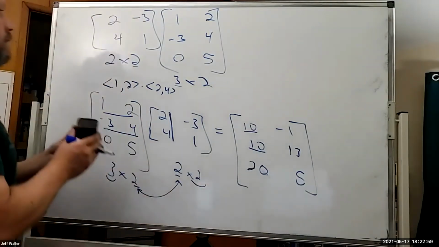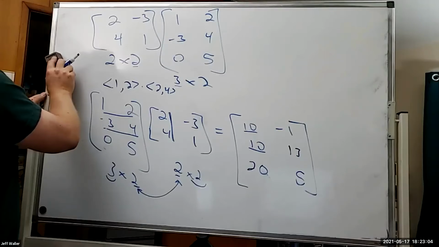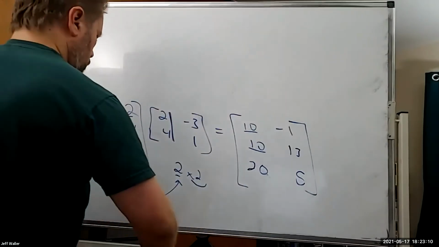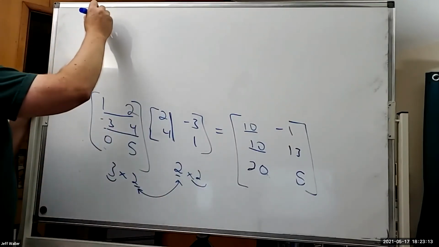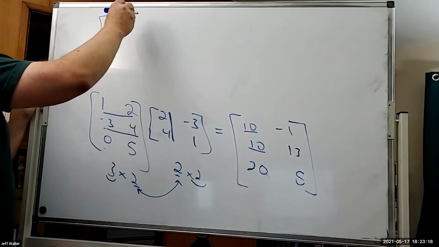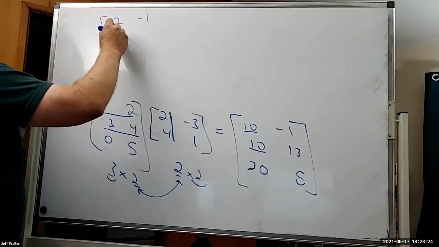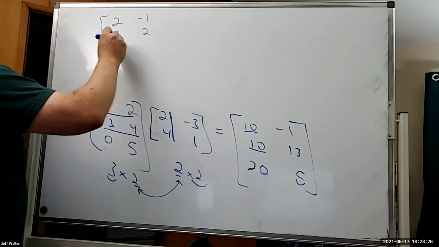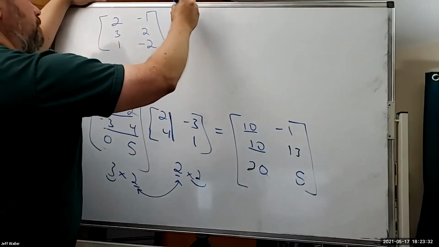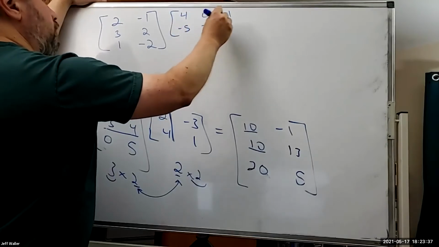All right, so now watch this. Let's see if we can get something different. What about if I had something like 2, -1, 3, 2, 1, -2, and then I have 4, 0, -1, -5, 2, 1.